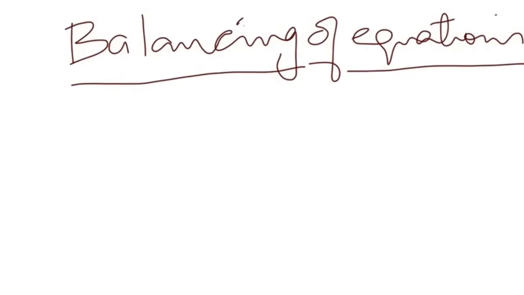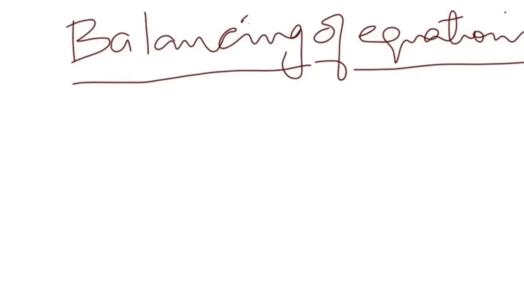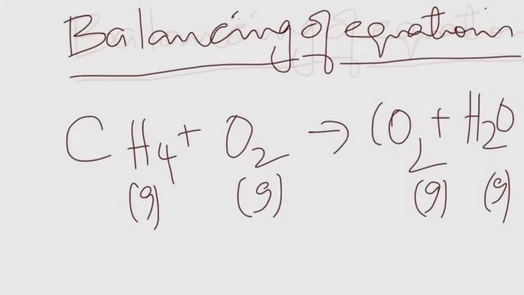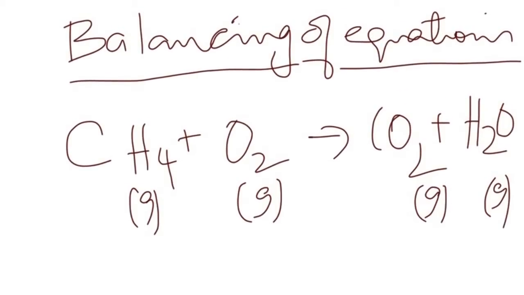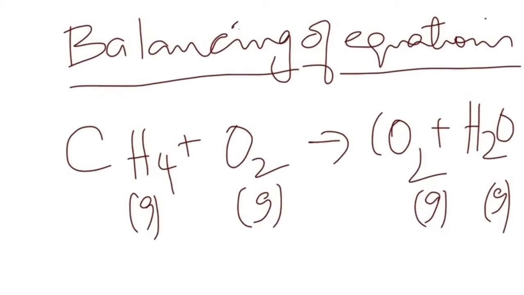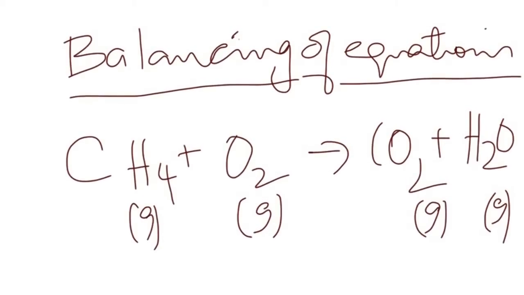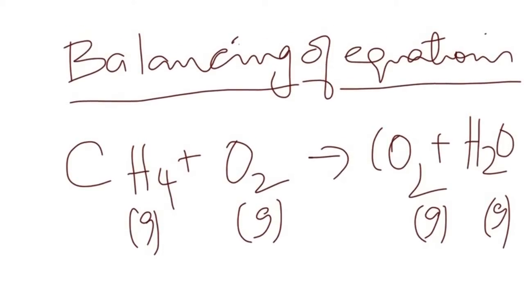This is a simple tutorial for balancing of equations. This is a very basic balancing lesson. Here is the example that we have chosen, a reaction between methane, a gas, with oxygen, a gas, giving you carbon dioxide, a gas, and water vapor at the time of formation of the products.